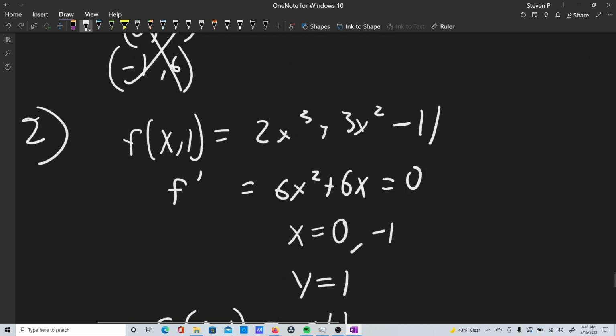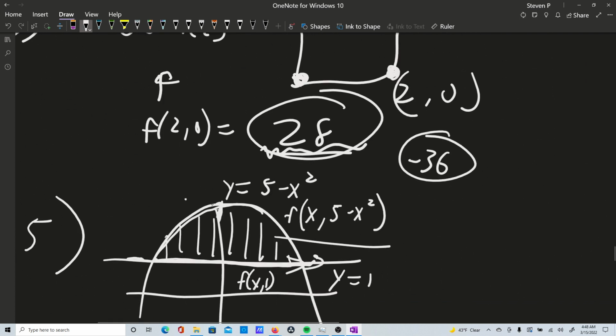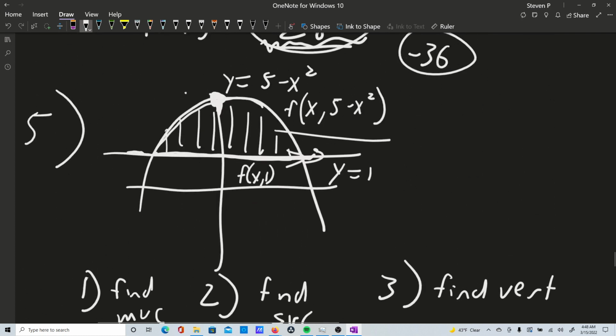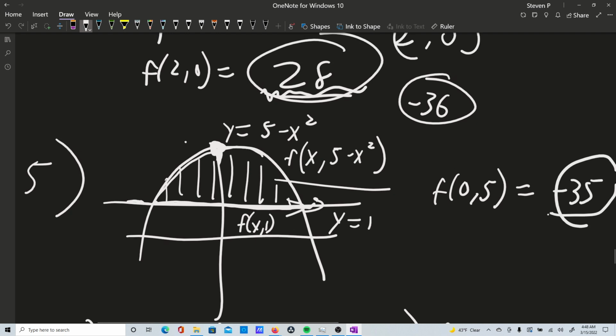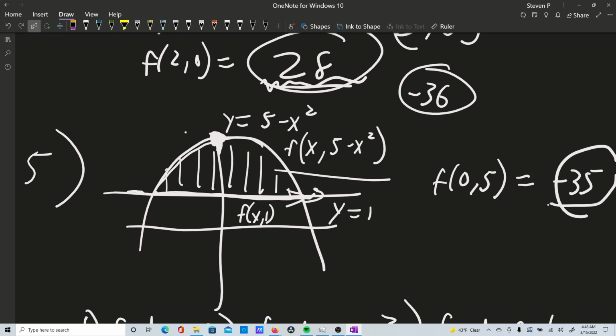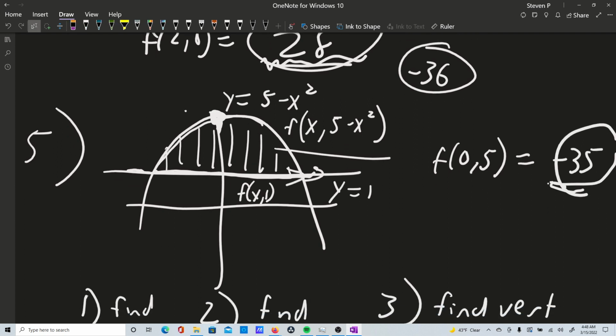And what does this correspond to? This basically corresponds to the peak of the parabola right here, when x is equal to 0 and y is equal to 5. And as it turns out, f of 0 comma 5 is equal to, I think, minus 35, which, as it happens, turns out to be our minimum. You don't know that yet, but after you look at all the options, this one does turn out to be the minimum. Okay, that's that.